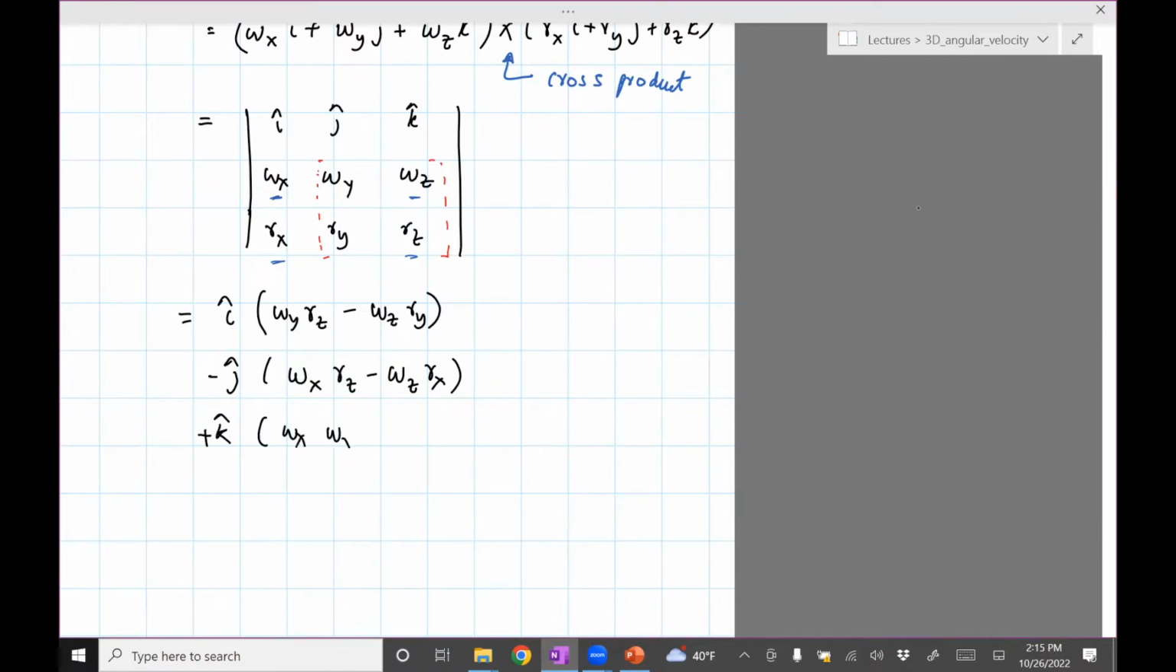Omega x ry minus omega y rx. Okay, so you can see that this is basically a vector. It has an i, j, k, and that is what you would expect because velocity is, after all, a vector.